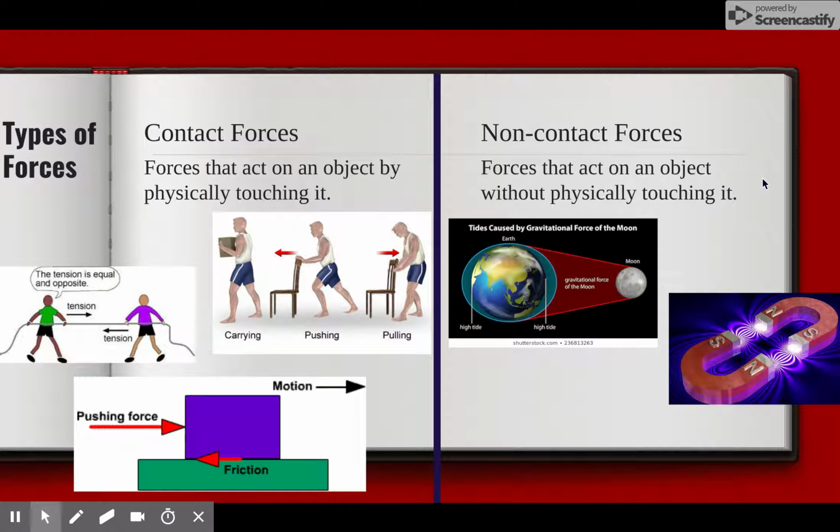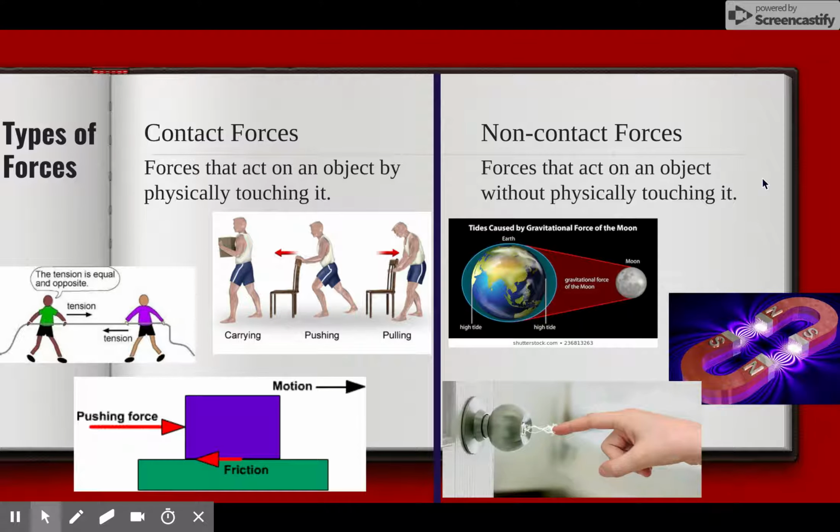Magnetic force, again, is an attraction from a force field that causes a change in another object. And the last one is static electricity. That is another type of force that can occur that is non-contact.